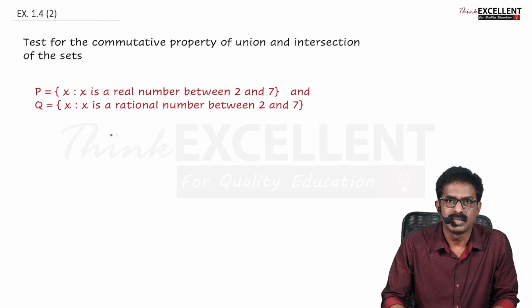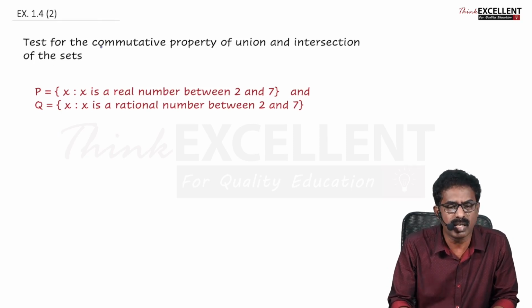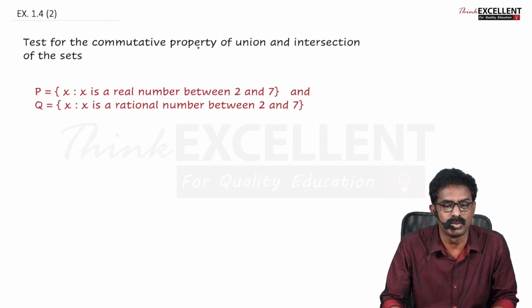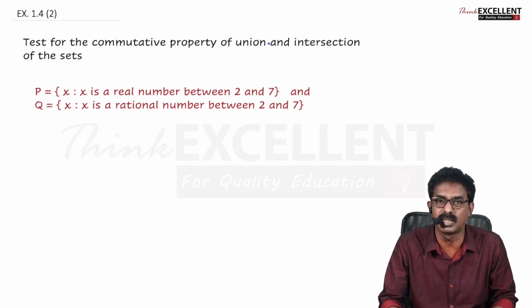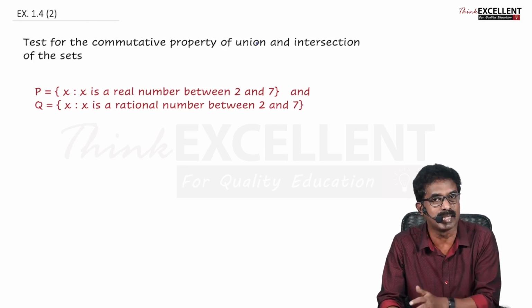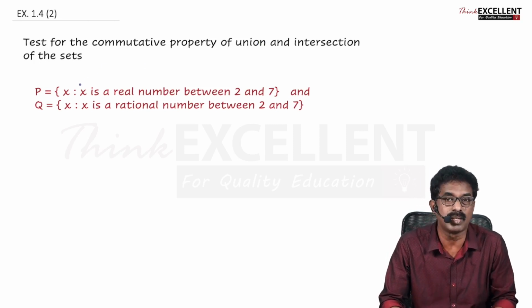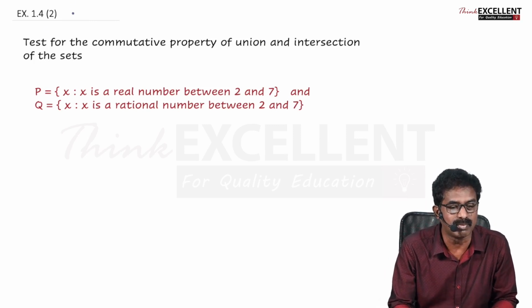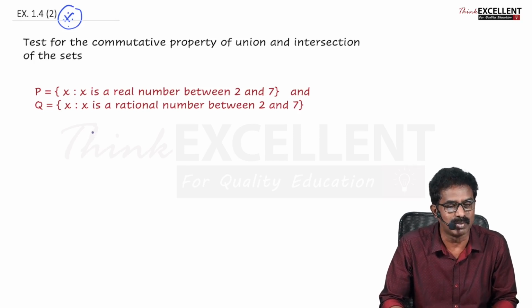Now let us see the second question. Test for commutative property. So you know what is commutative property? For union and intersection, both they asked. So A union B equal to B union A, and A intersection B equal to B intersection A, right? Instead of A and B, here they gave P and Q. But in this sum, you have to be very careful. Okay, so listen very carefully. It looks very simple, but you have to be very careful in this one.